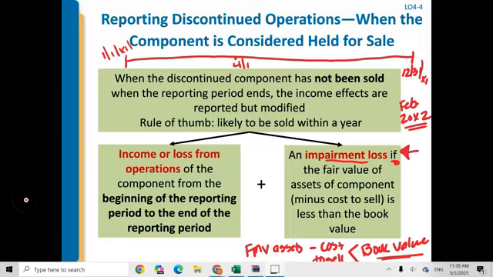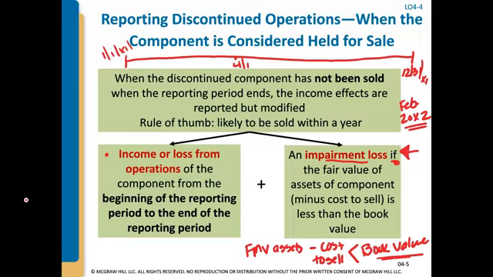Just want to come back to this part where we have to disclose the income or loss from operations from the component from the beginning of the reporting period to the ending of the reporting period. Even though we decided to sell, let's just say our skincare line on April 1, and it didn't sell until February of the next year, that doesn't matter. For reporting purposes, you're going to look at your skincare line, right? And look at the net income from the skincare line from January 1 to 12/31, and that's what you're going to report on your income statement as a part of discontinued operations.